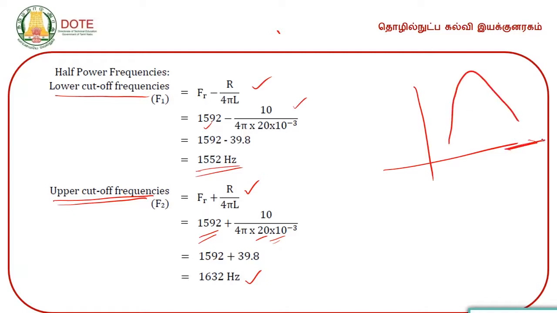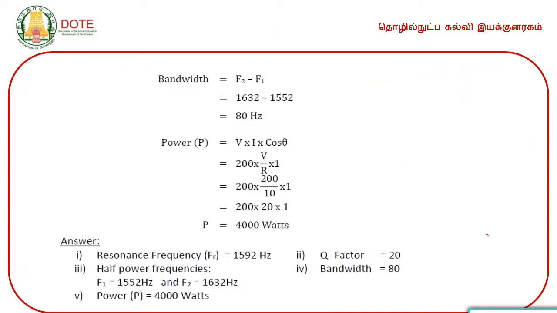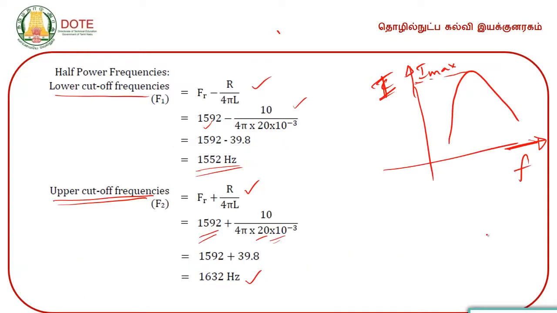Now, if you could recall the pictorial representation of frequency versus current. So, this is your current. So, this is the maximum current. So, this is I max. I max occurs exactly at a frequency called as resonance frequency. Fr is the resonance frequency.